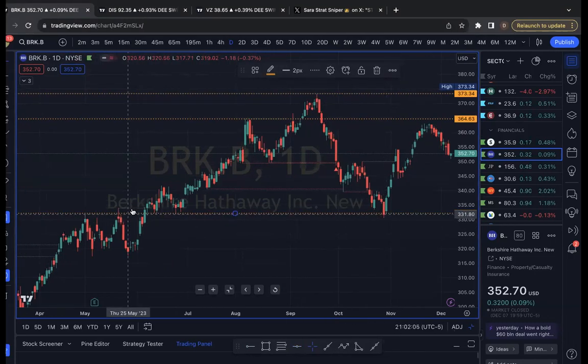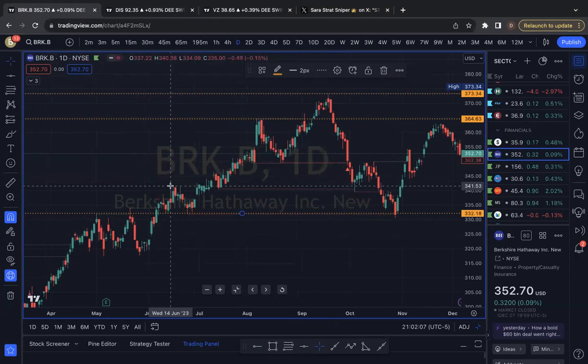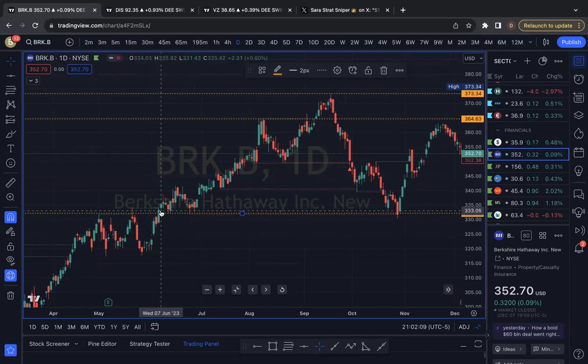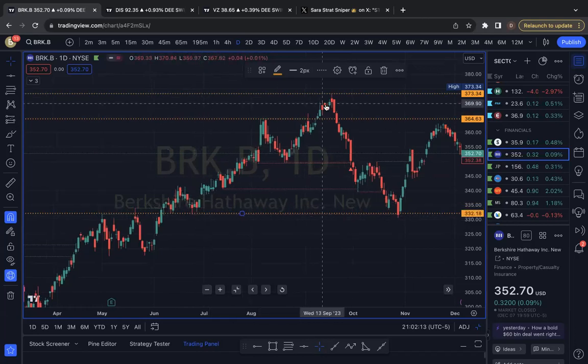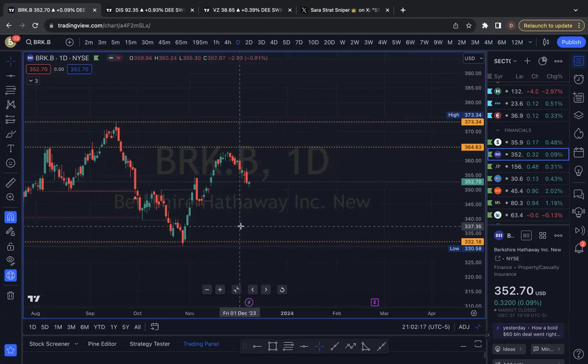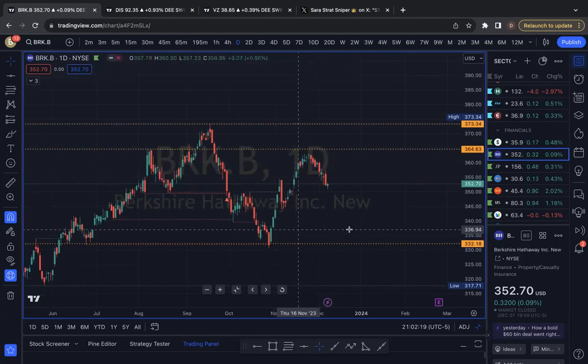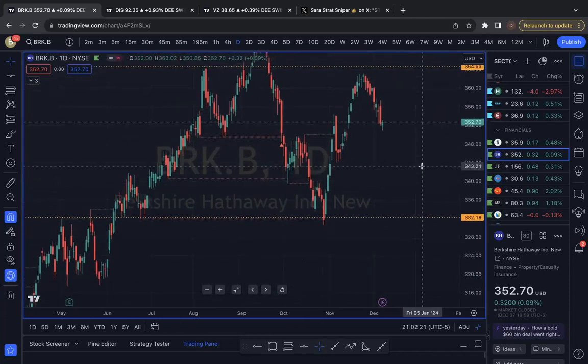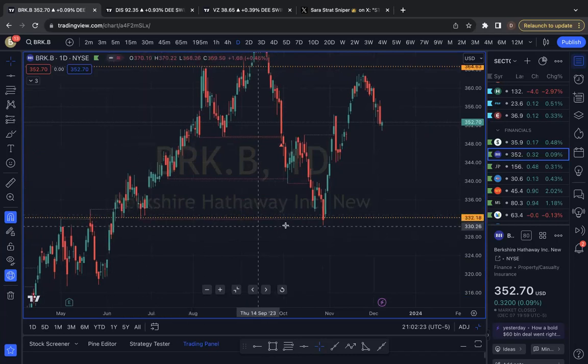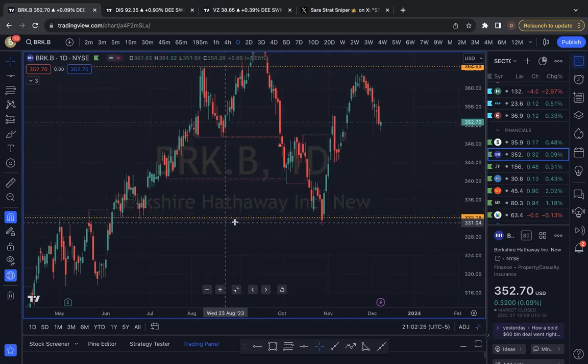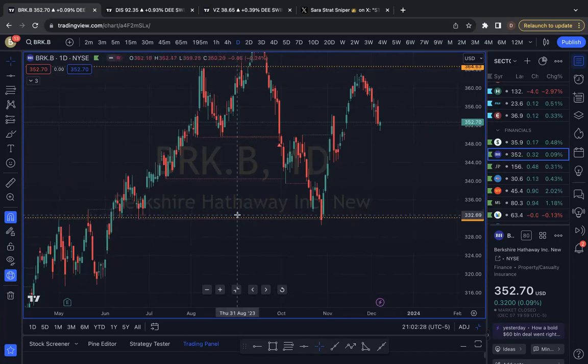You can obviously see, oh, my bad, my screen froze. You can obviously see that this is a support, right? It bounced off it here, bounced off of it here, bounced off of it here, and then in the future it came back and it bounced off of it again. So that's obviously support, right? Now, the problem when you look at support and resistance is you get caught up in looking at it in this horizontal view. And that's not always the case.